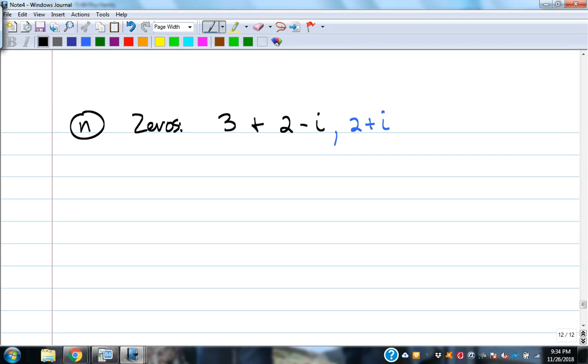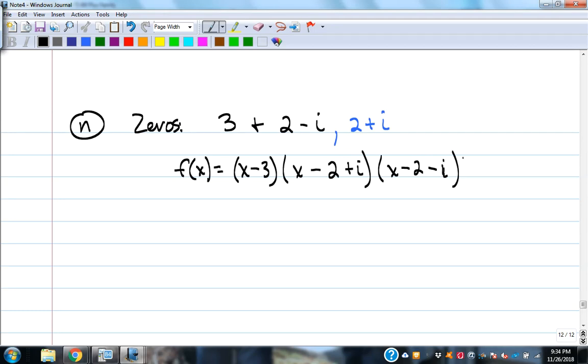All right, so now, factors. What's the factor for 3? That's x minus 3. The factor for 2 minus i would be x minus 2 plus i. Change the sign of both of them. The factor for 2 plus i would be x minus 2 minus i. Again, change the sign of both of them, just like you change the sign of the 3, change the sign of both pieces of the complex.